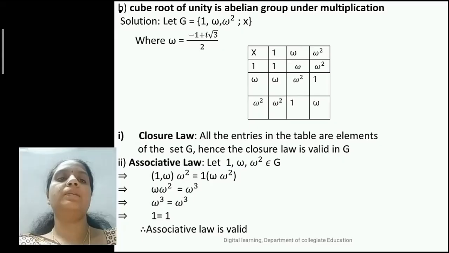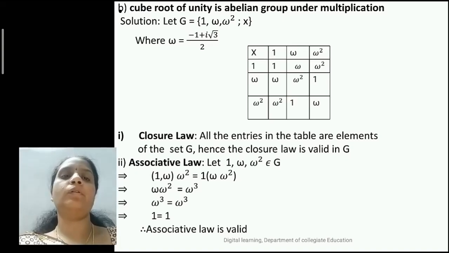Elements means, after the operation we got 1, omega, omega square. We have not got any element other than these. Within 1, omega, omega square only we got the elements. Therefore, all the elements in the table are from the group G only. Therefore, closure law is verified.